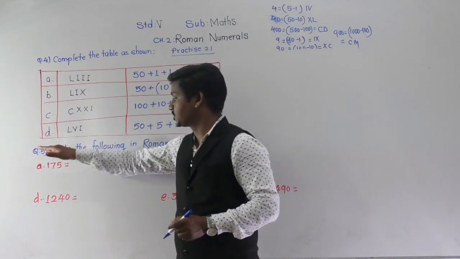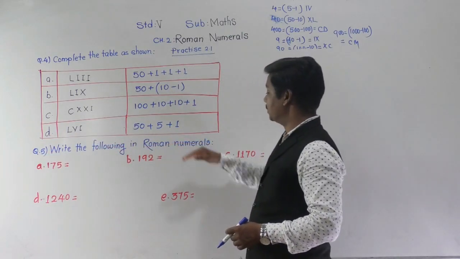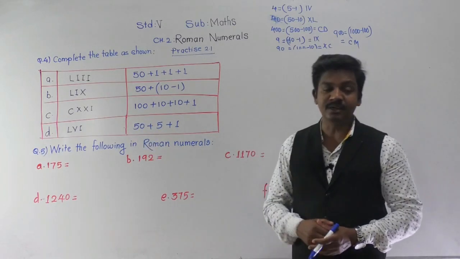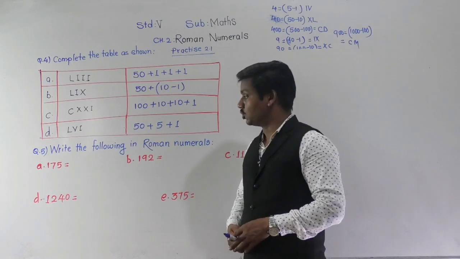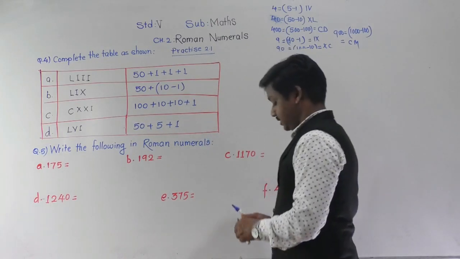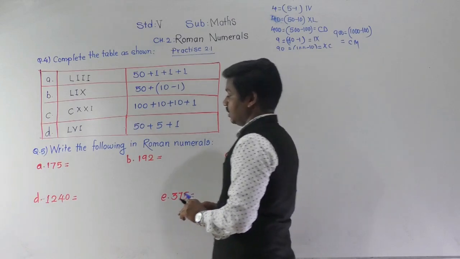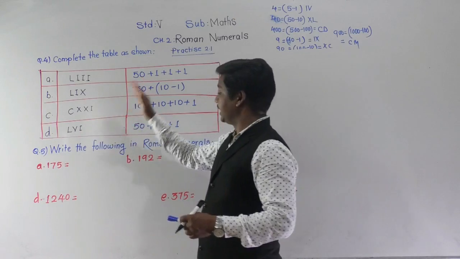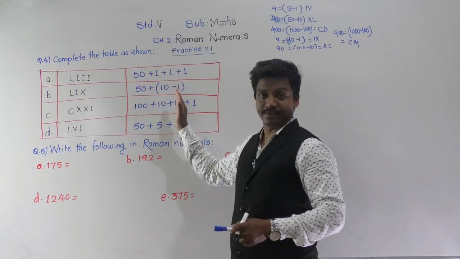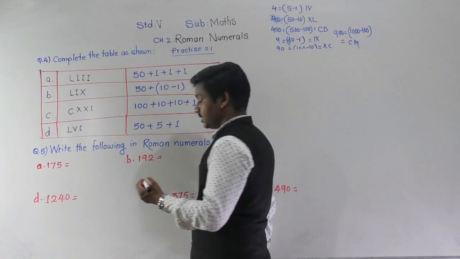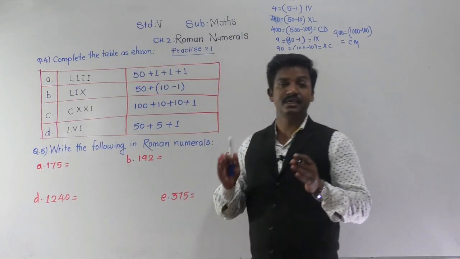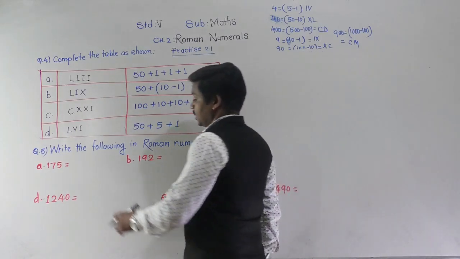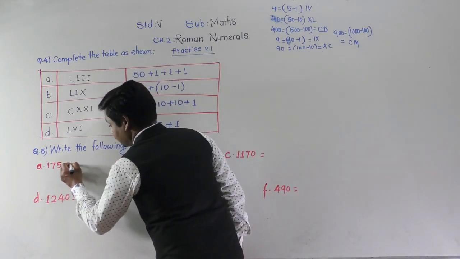Understood? See question number 5. Write the following in Roman numerals. Hindu Arabic numerals are given here and we have to convert them into Roman numerals. Now see here, 175. First of all, we need to expand 175 this way and then we have to convert it into Roman numerals. It is easy to get accurate Roman numerals this way. 175 means what?